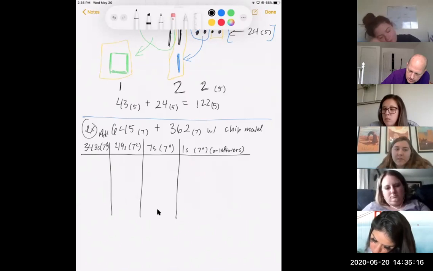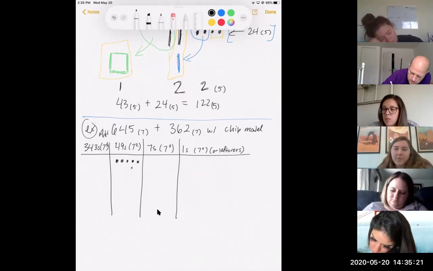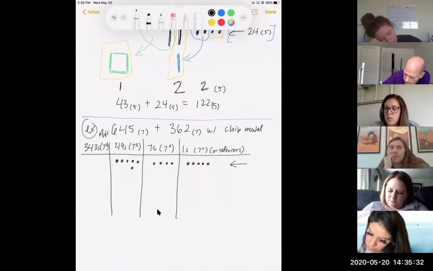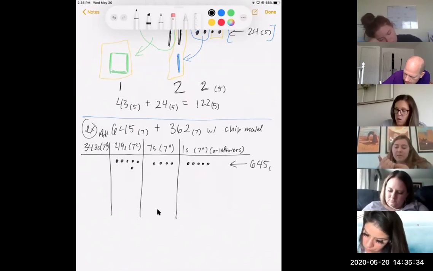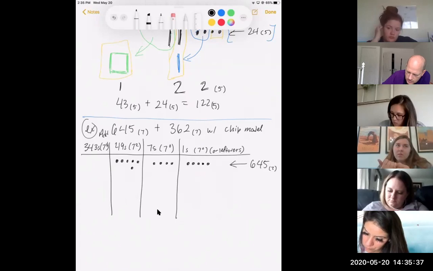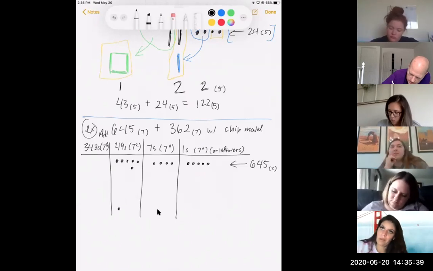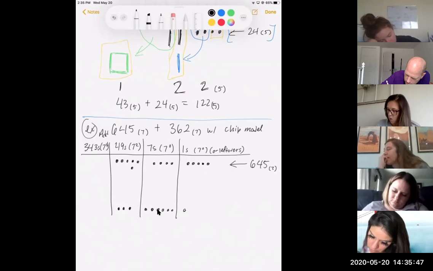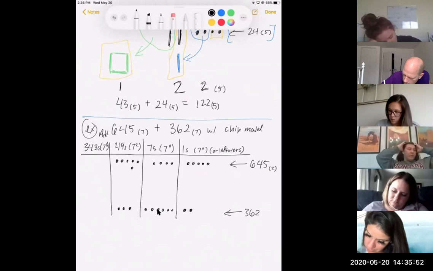Now we have to model the numbers. So we have 6, 4, 5, all base 7. So in this part right here, 645 base 7. Okay. The next one, I'm going to model 362 base 7 with 3 in this column, 6 in that one, and 2 in this one. Okay. So this number right here is 362 base 7.